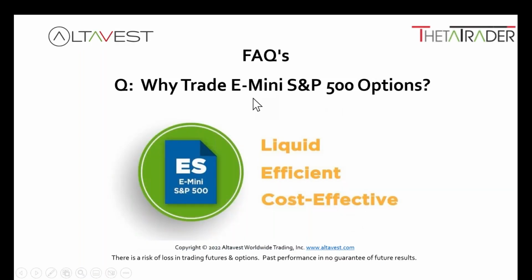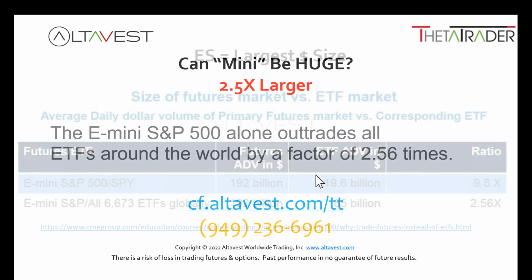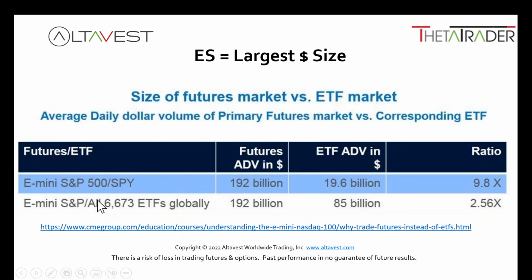And then again, why the E-minis? Why the S&P 500? They're liquid, efficient, and cost-effective. In fact, they're bigger than all the ETFs around the world. Here's what I'm talking about. The E-mini S&P 500 compared to all ETFs around the world is still 2.5 times larger in terms of average daily dollar volume, and 10 times bigger than the SPY.